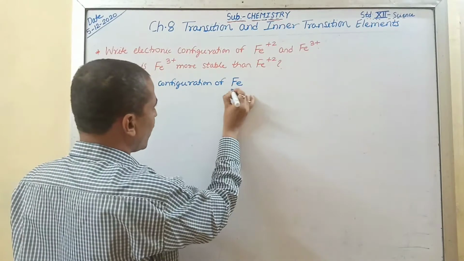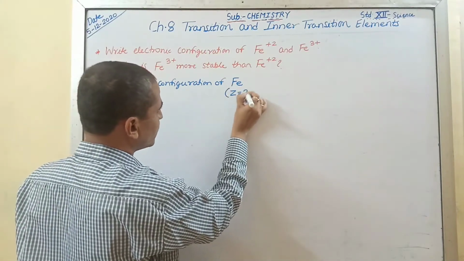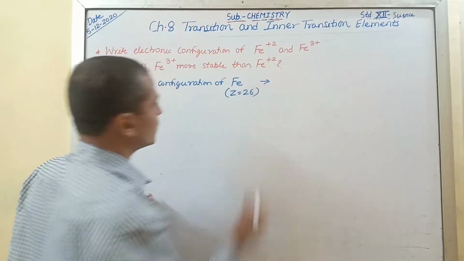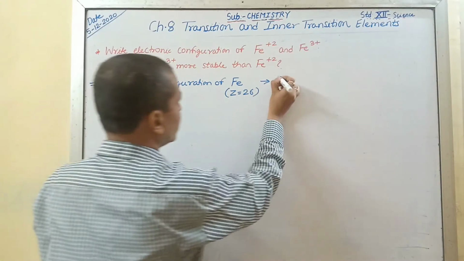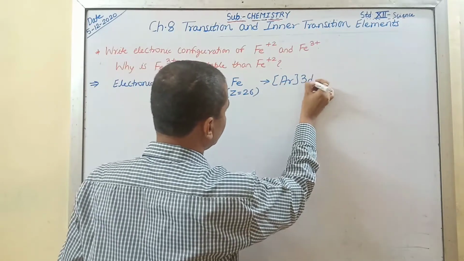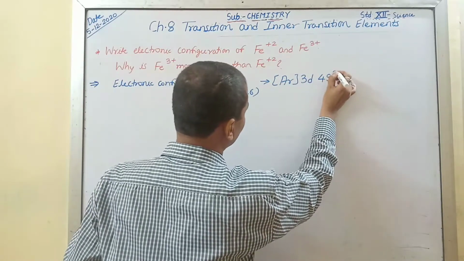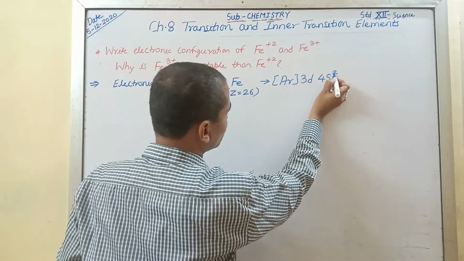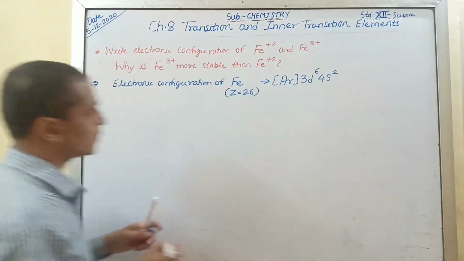For that, atomic number is what? 26. That means it contains 26 electrons. It can be written as argon 3d, here 4s2. You know that argon has 18 electrons, and here you get 3d6.